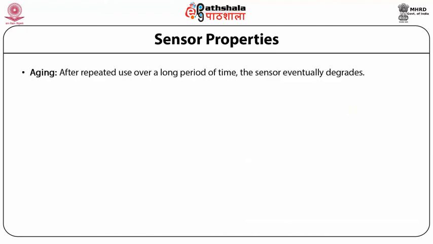Aging. After repeated use over a long period of time, the sensor eventually degrades. The time it takes to degrade describes how the sensor ages. This is shown in this figure, which shows that at one point of time the response is flat, and after a certain time elapses, the response versus time graph changes.